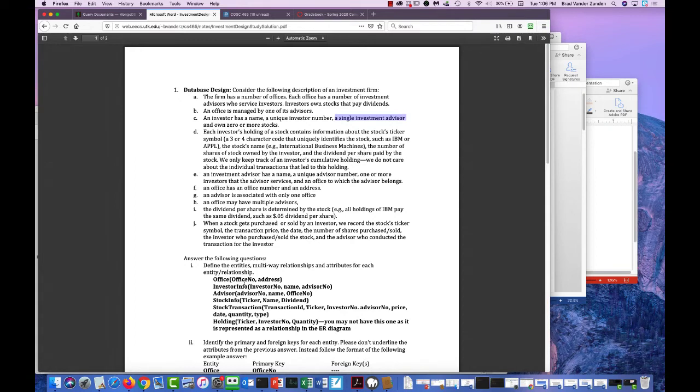So stocks does not make it into investor info down here. Okay, advisor has an advisor number, a name, and an office to which the advisor belongs. There's the office number. Again, it's a one-to-one relationship. But we don't see the investors that the advisor is servicing because we can't represent that here. It doesn't matter either because we represented it there. We got that information in the investor info entity.